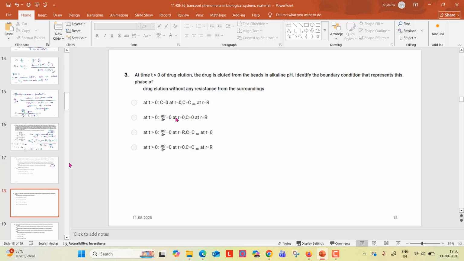At time t greater than 0 of drug elution, the drug is eluted from the beads in alkaline pH. Identify the boundary condition that represents this phase of drug elution without any resistance from the surroundings.